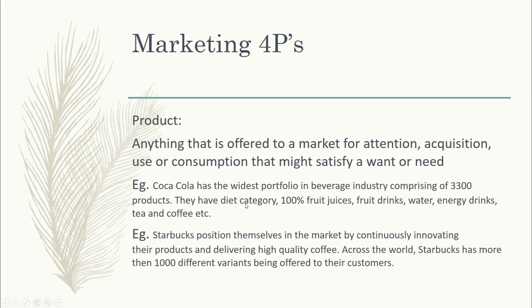So you normally have to mention what types of product the business sells, and in a way, how is their product unique from others. Okay, so you can see here, I'm giving two examples throughout this whole video. Coca-Cola has the widest portfolio in beverage industry, comprising of 3,300 products. So here we know how many products they have, we know where they stand in the world. So these are some of their product categories. They have diet category, they have fruit juices, they have fruit drinks, water, energy drinks, tea, and coffee.